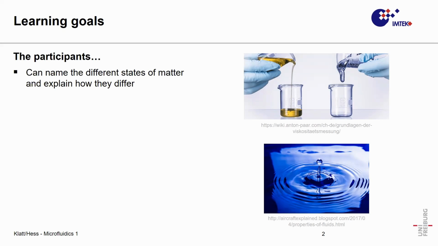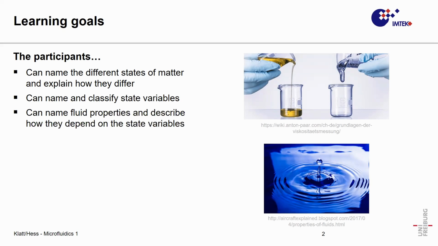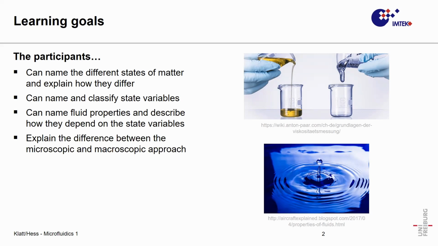So at the end of the lecture, you should be able to name the different states of matter and explain how they differ. You can name and classify state variables. You can name the fluid properties and describe how they depend on those state variables. And you can explain the difference between the microscopic and the macroscopic approach, a quite handy tool we are going to use quite often in this whole lecture to explain different phenomena.